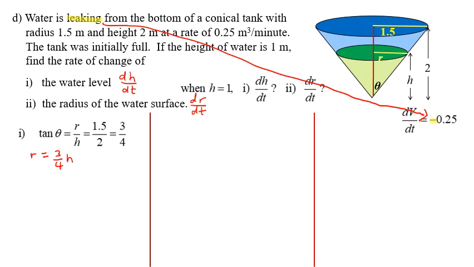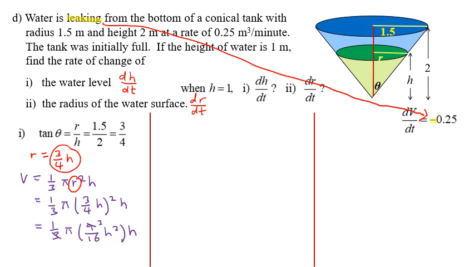Since you already know the relation between r and h, r equals 3 over 4 h. And then remember, from this relation we will substitute into our equation of volume. Okay, remember, the equation of volume is 1 over 3 pi r squared h. Okay, same as the previous example because the shape is the same, a cone. And then remember we also have to substitute r with 3 over 4 h here. So it will become like this. And then we simplify.